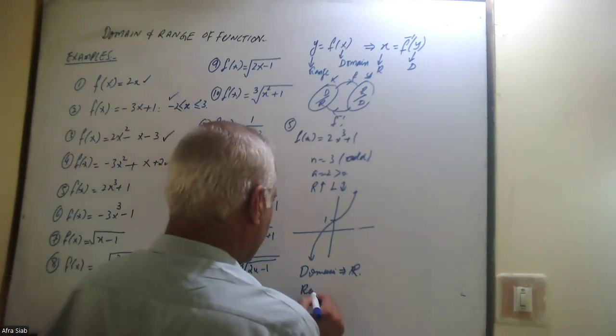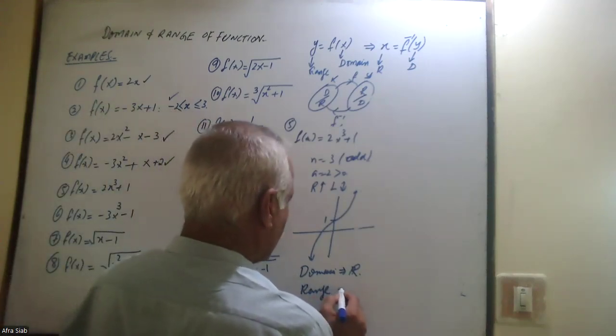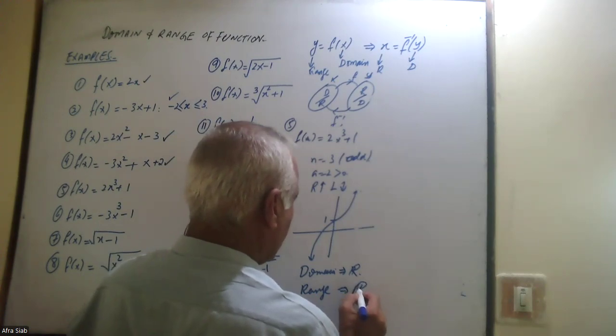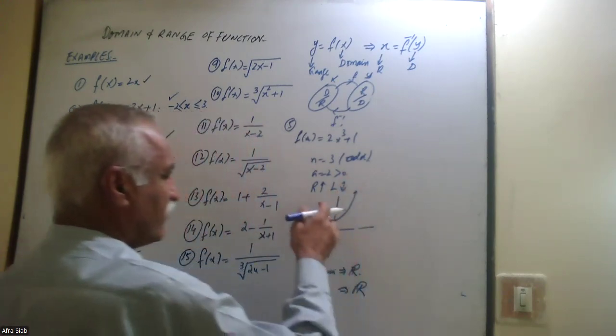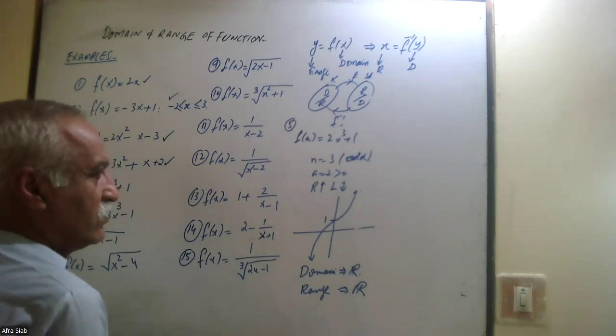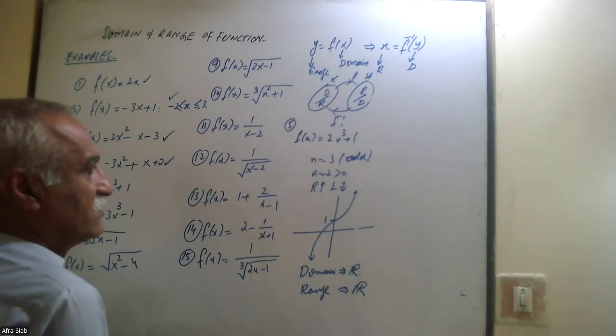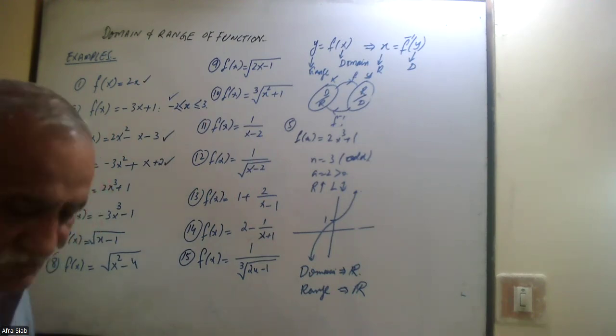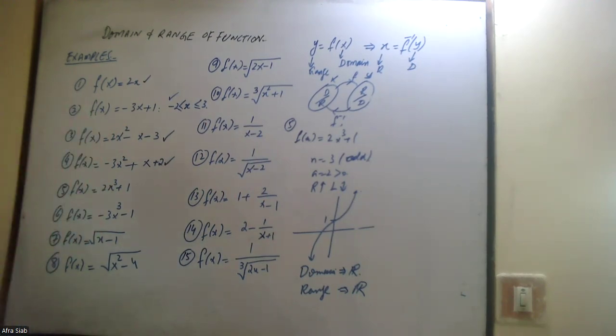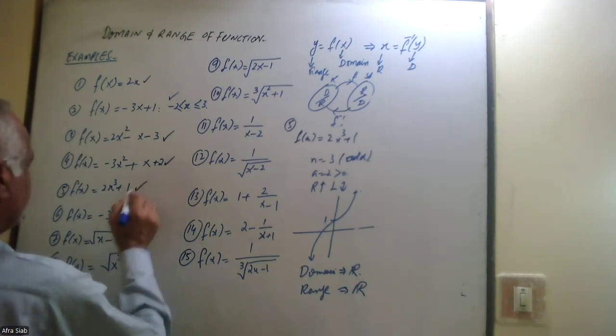And the range is also belonging to what? All real numbers, because for positive it is positive, for negative it is negative. So there's no restriction on it. So the domain is also real numbers and the range is also what? Real numbers there. Then question number 5, 6.